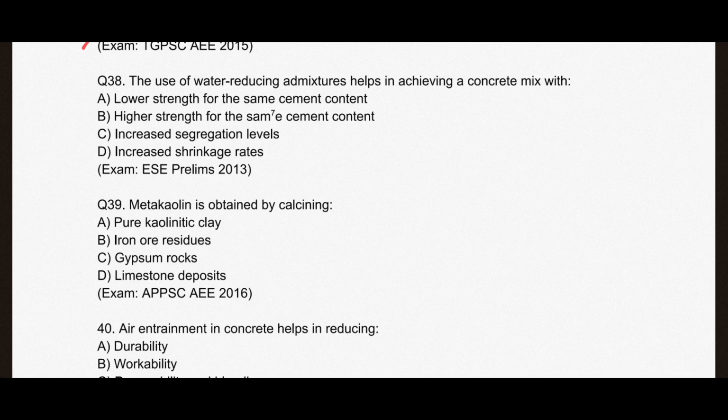38th question. The use of water reducing admixtures helps in achieving concrete mix with option A lower strength for the same cement content, option B higher strength for the same cement content, option C increased segregation levels, option D increased shrinkage rates. Answer ఏంటి, in order to increase the higher strength for the same cement content. Water reducing admixture helps in achieving the higher strength for the same cement content. So option B is the correct answer.